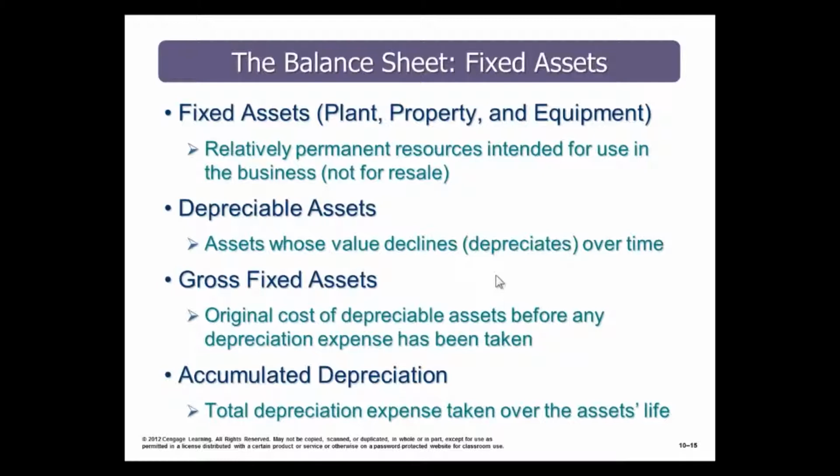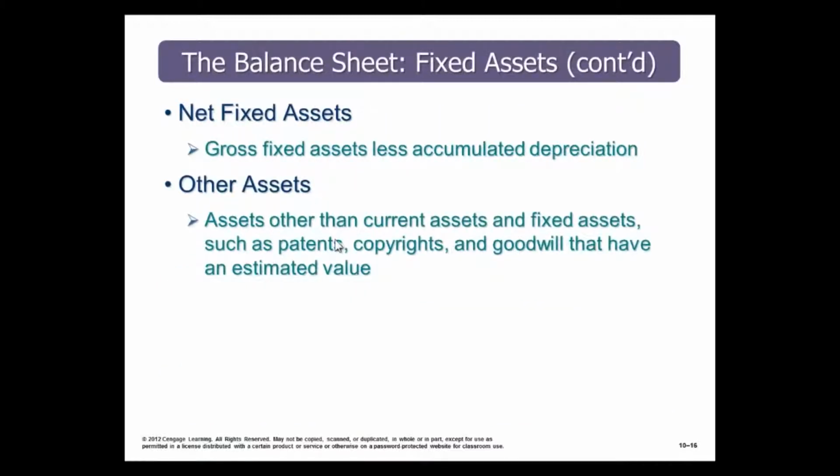And oftentimes you'll see those assets depreciated over a 3, 4, or 5 year period, which means that depreciation during that period of time is pretty heavy if that asset has a big value. Then the term net fixed assets, that's the gross fixed assets less accumulated depreciation. You always have to evaluate fixed assets based upon their depreciation. Now, other assets that you remember seeing on the balance sheet were assets other than current assets and fixed assets, and oftentimes they'll be what we call intellectual property, patents, copyrights, and goodwill that have an estimated value to the company.